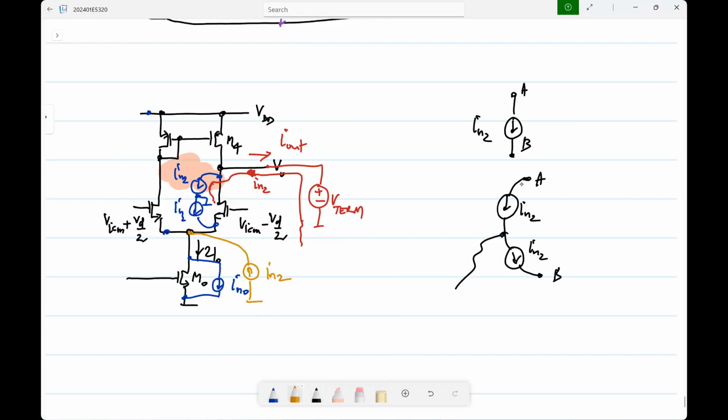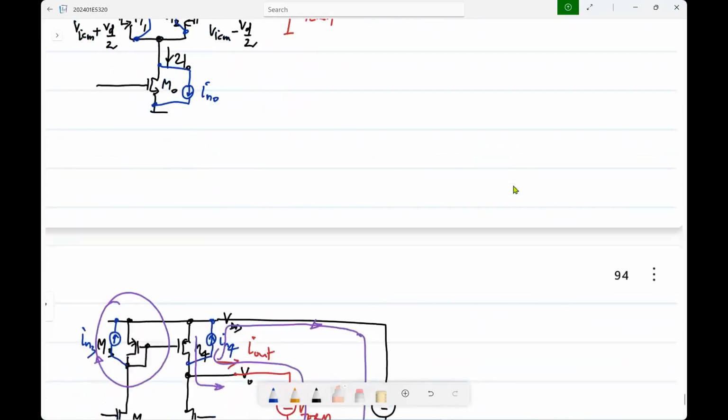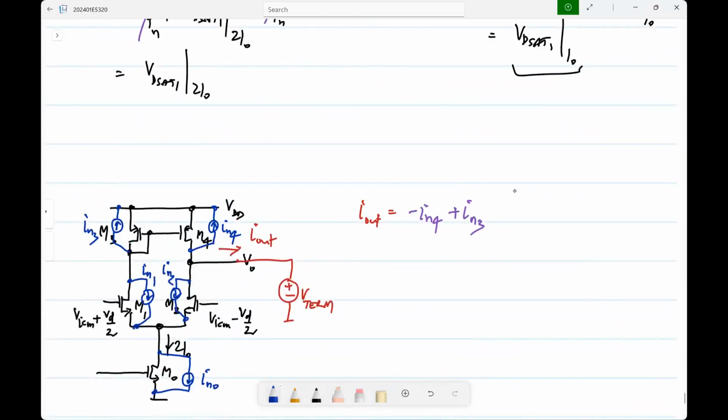By the way, this node I think you're familiar with. This is called the tail node of the differential pair. If you inject a current into the tail node, it will split equally and the contribution to the differential output will be zero. Okay. So this will not have any effect. So IN2 appears directly at the output. So you will have minus IN2.